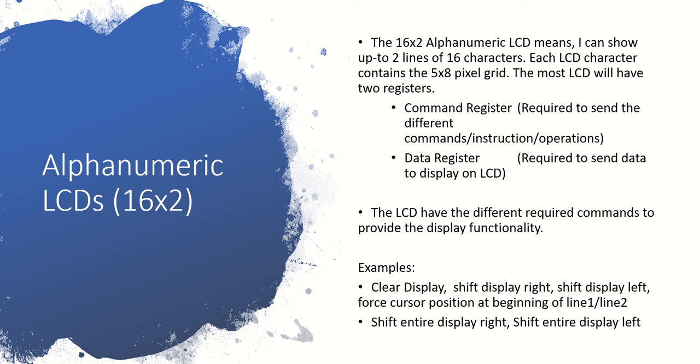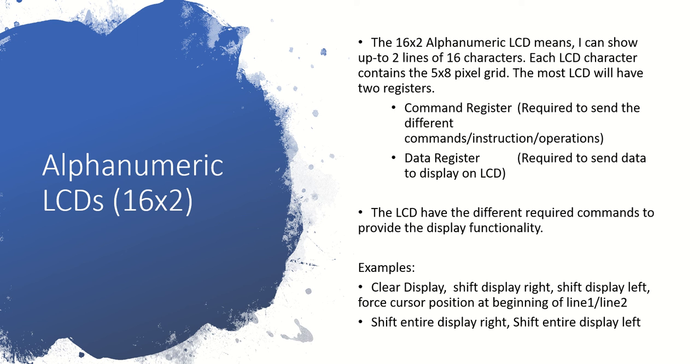What is meant by command? There are different commands available for the LCD. Let's say I want to display a character at the first character position or the second character position, so that is one command. If I want to blink the cursor, that is also one command. There is a different set of commands which we need to send before sending the data. That's why this command register is used. We will talk more about this in the next slide.